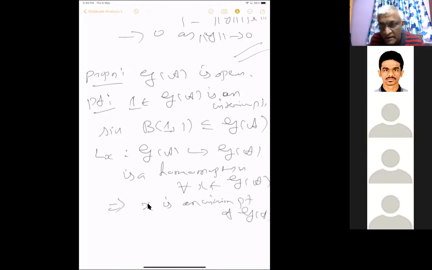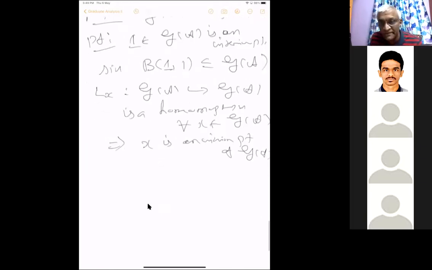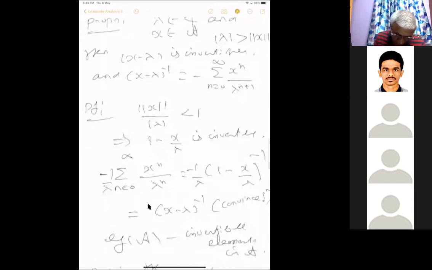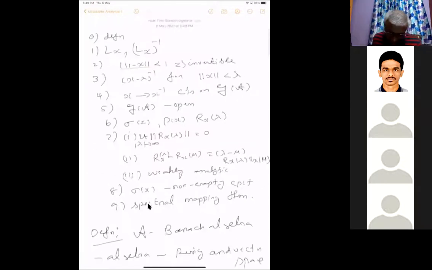Okay, because it's a homeomorphism, Lx takes 1 to x because of that. Okay, this is fine. So yeah, this is done. So what is next?